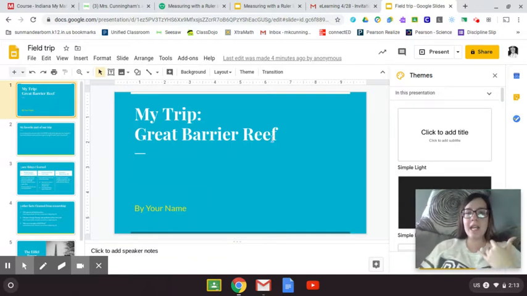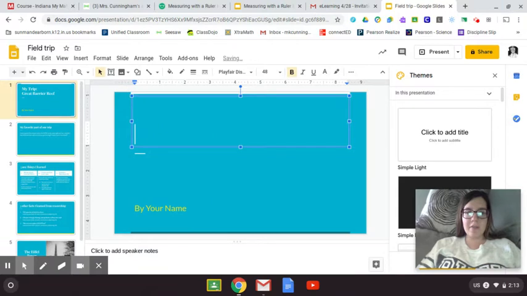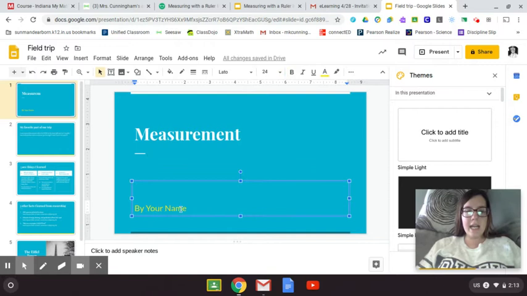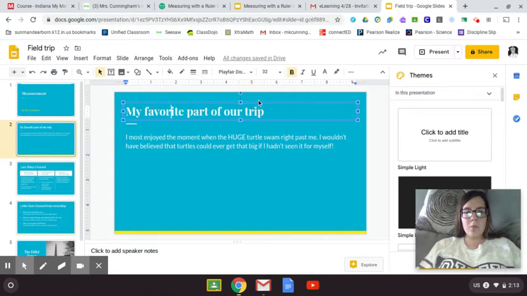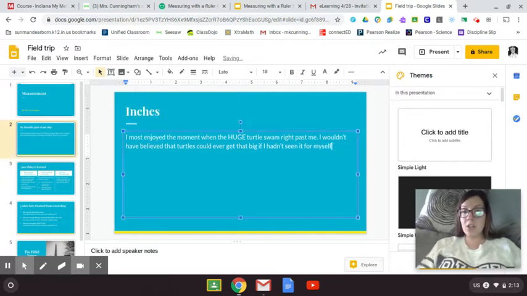So we're going to be talking about measurement and how measurement relates to each other. So I'm going to title this just measurement. I just went in and got one that was already created. This is about a field trip. So we're just going to title this measurement, with my name, Mrs. Cunningham. All right. So first, I'm going to start with inches. I'm going to title this, what can you use to measure in inches?